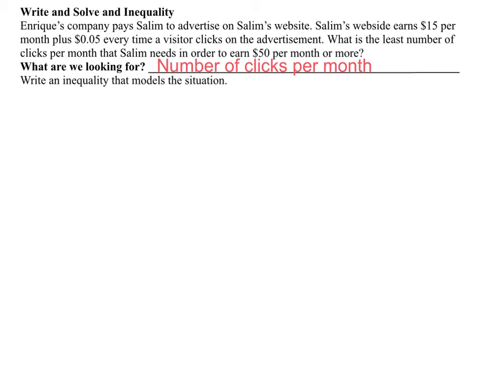So we know that they earned $15 a month, so we can go ahead and just write that as 15, plus, so I'll put my plus sign, 0.05, so 5 cents every time a visitor clicks on the advertisement. Now, we don't know how many clicks there are, so I'm just going to put a C for 5 cents times every click they get.